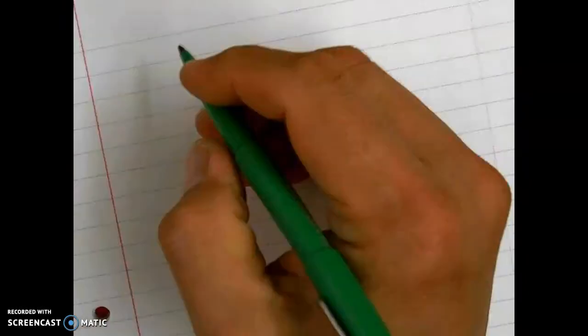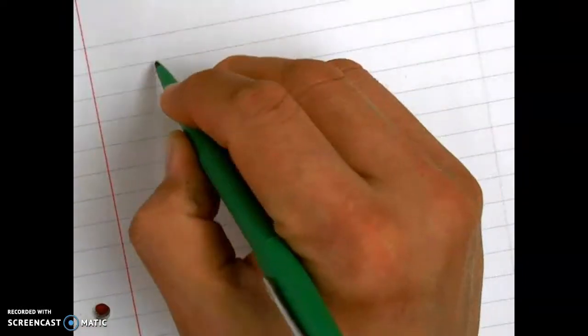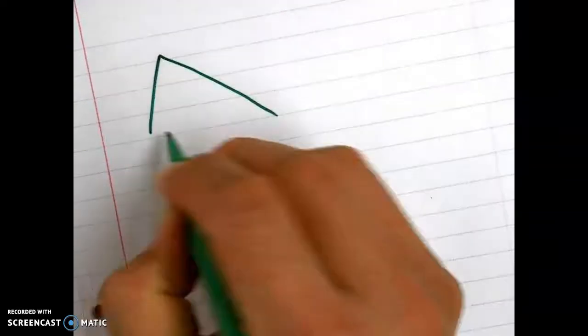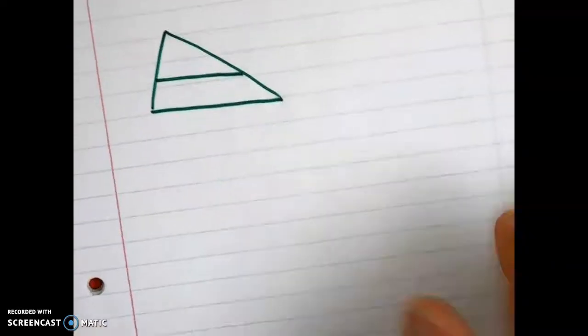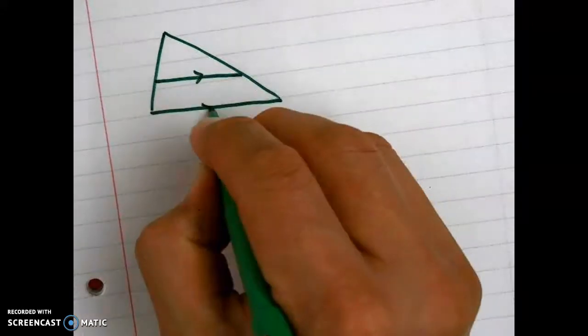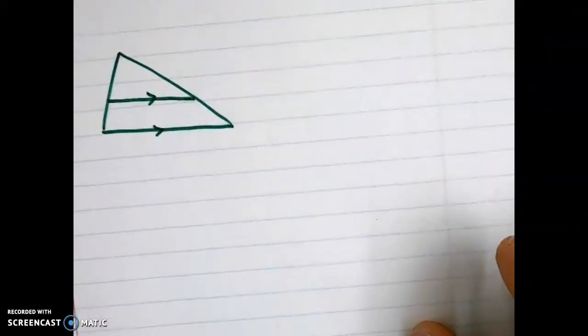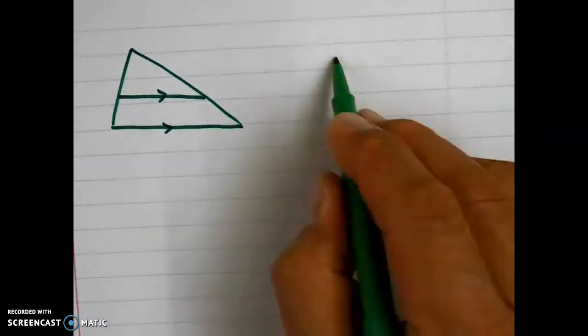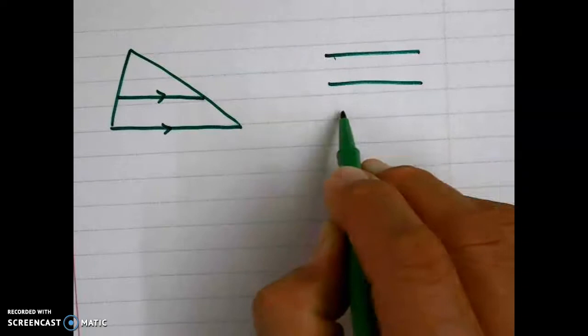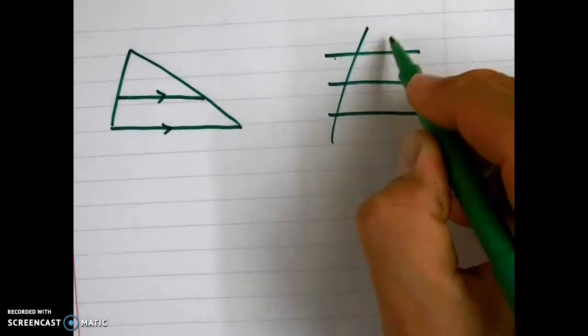So in geometry, go ahead and draw a triangle. And draw a line that's parallel to the base. And draw 3 parallel lines with 2 transversals.